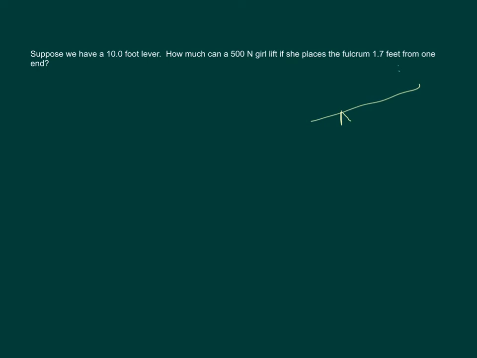Here's a problem. Suppose we have a 10-foot lever. How much can a 500 Newton girl lift if she places the fulcrum 1.7 feet from one end? Well, think. Obviously, if the total lever is 10 feet long and she places it 1.7 feet from one end, then the other end must be 8.3 feet. So she has the fulcrum placed 1.7 feet from one end, and then she will push here with a distance of 8.3 feet.